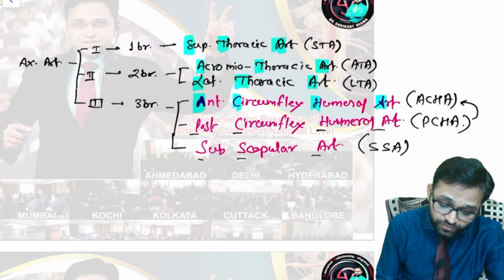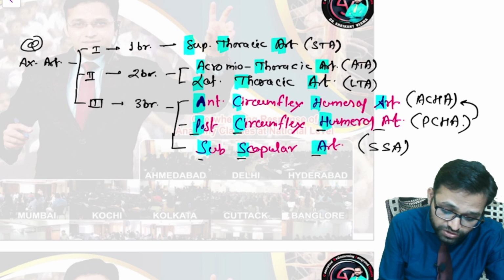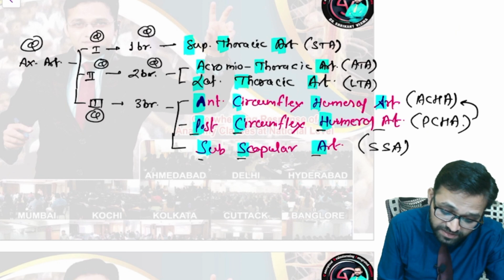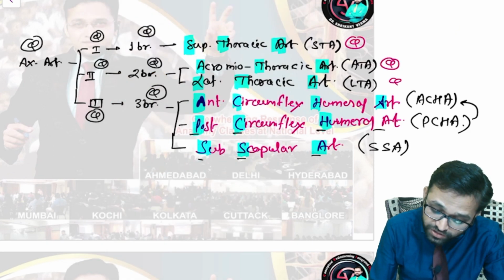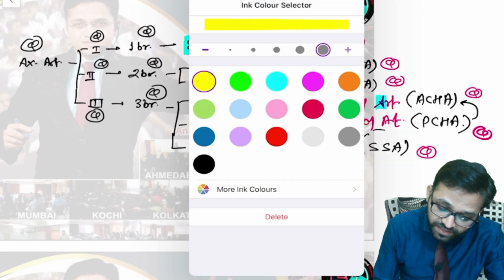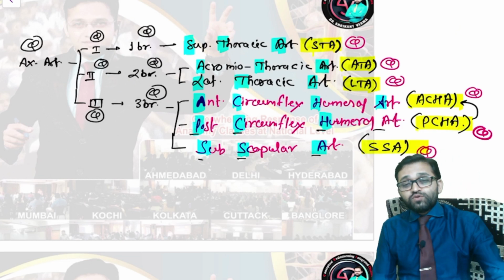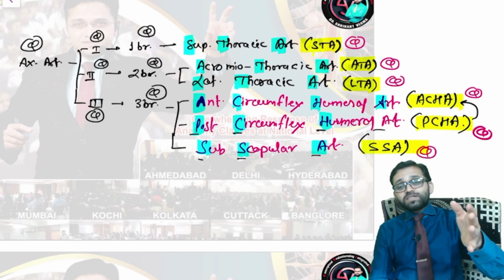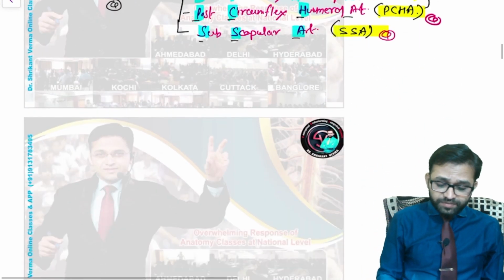So try to understand this funny way how you can revise these things again and again. This very important table, very important question: what are the different parts, how many different branches, and what are the exact names of these branches. So our funny jingle, funny poem is: SATA, ATA, LATA, ACHA, PCHA, SSA. Repeat this again and again, and you will not forget all these things.